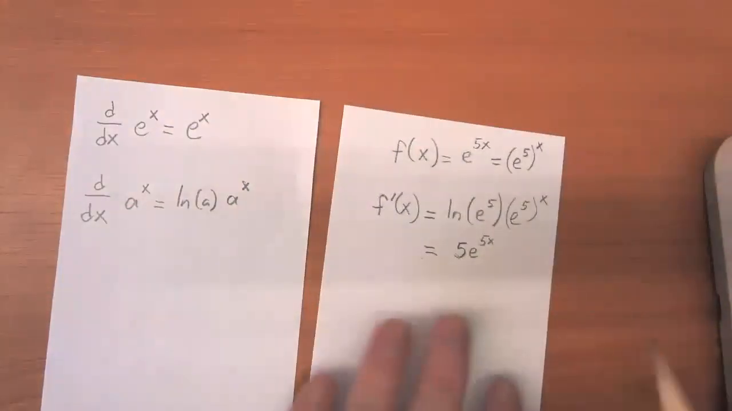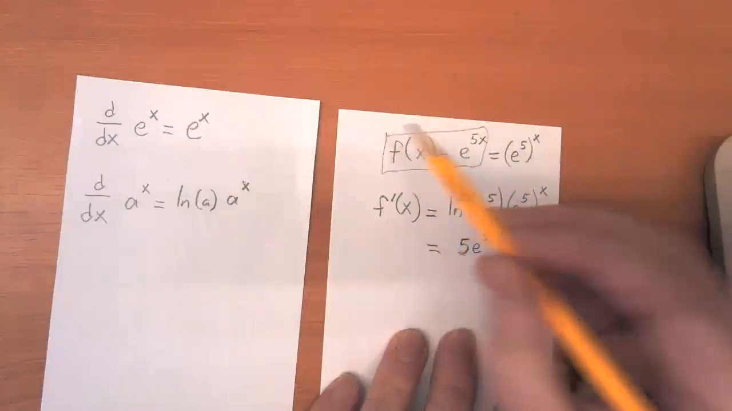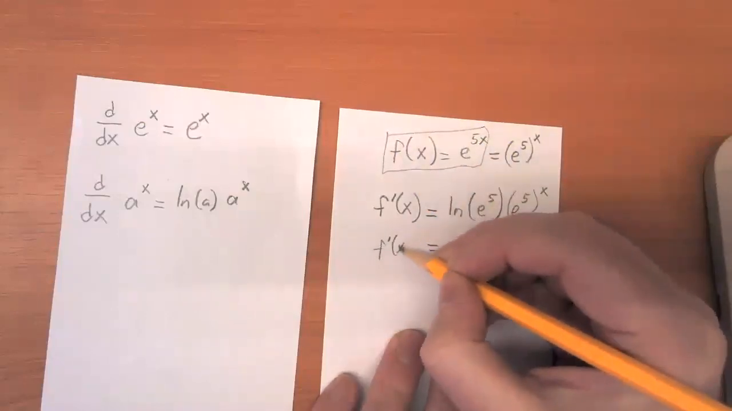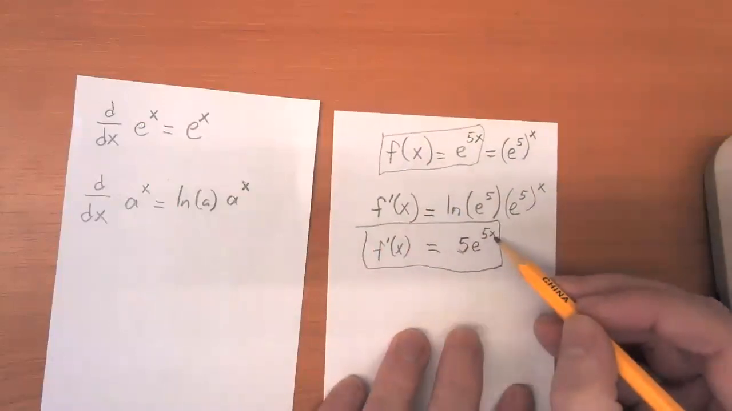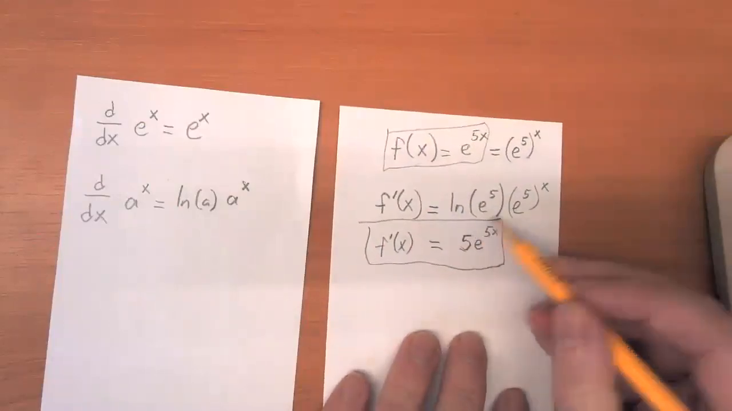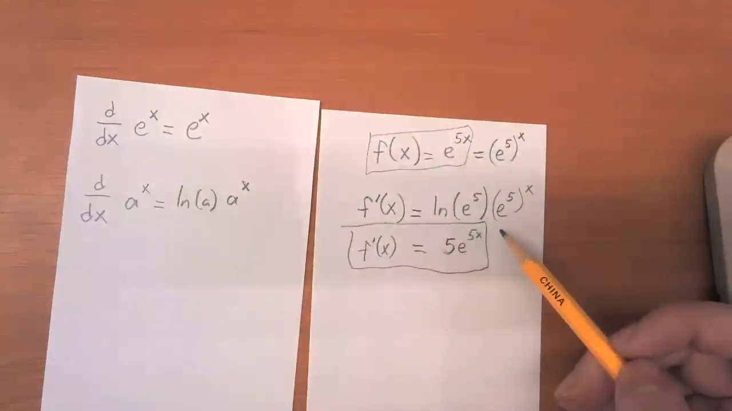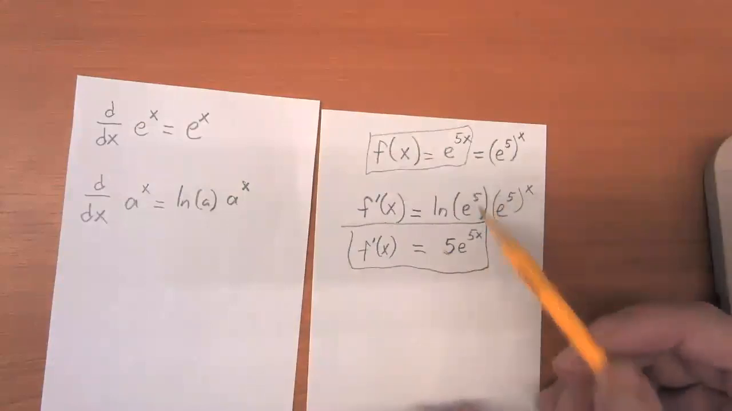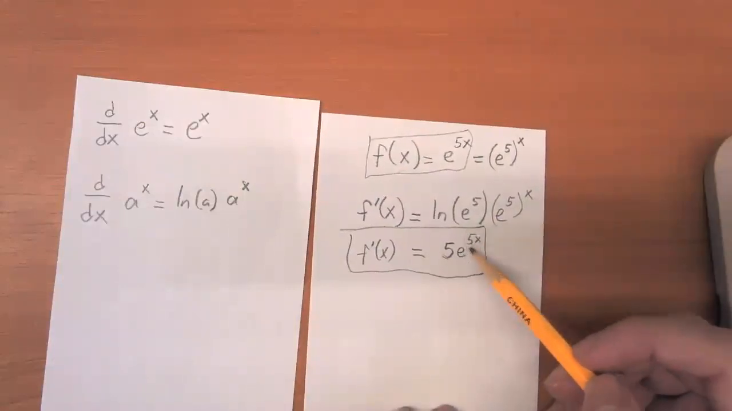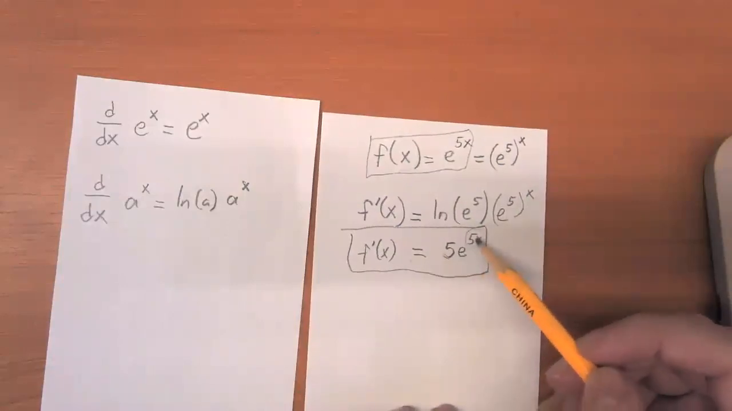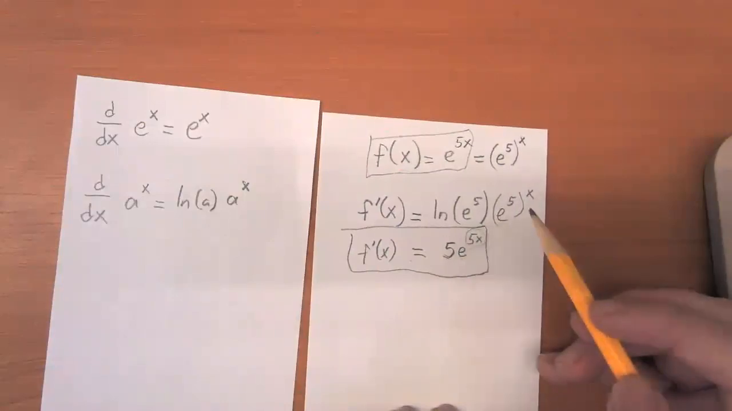So what you can see here is that the derivative of this function is just 5 times e to the 5x. And you're going to find that this is true in general. We will talk about more general cases of this when we start talking about the chain rule. But if you've got e to some function of x, you can just write e to that function of x, and the coefficient is going to be the derivative of that function.